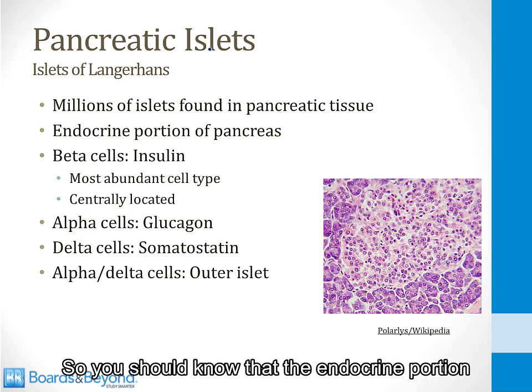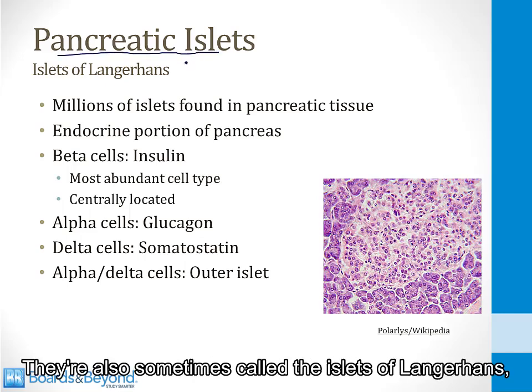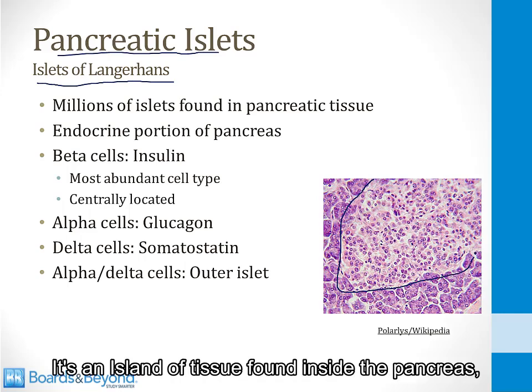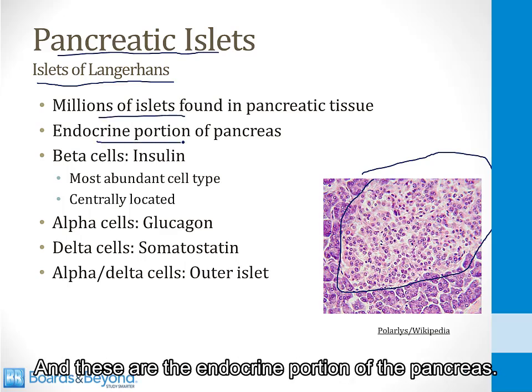So you should know that the endocrine portion of the pancreas is made up of structures called pancreatic islets. They're also sometimes called the islets of Langerhans. An islet is a small island, and if you look at this picture on the screen, this is an islet here. It's an island of tissue found inside the pancreas, and there are millions of these in the pancreatic tissue, and these are the endocrine portion of the pancreas.